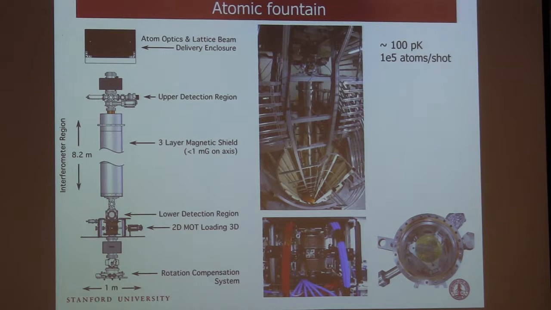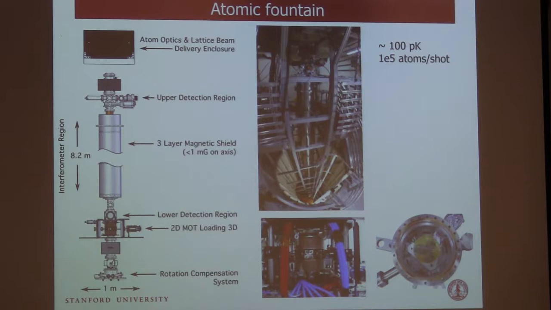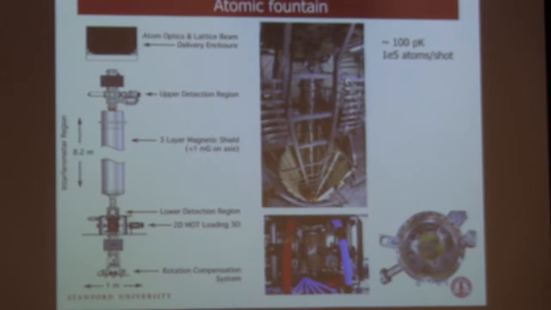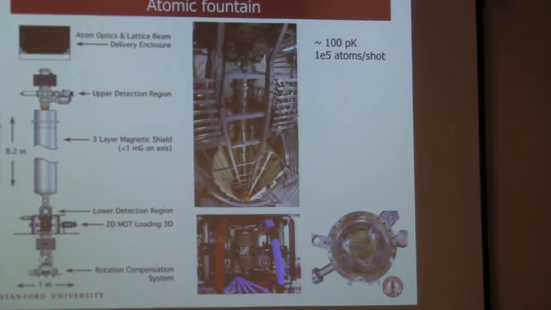Which means that if I can take this ensemble and launch it on a vertical trajectory and have it fall back down, or the wave packet of a single atom, it spreads by a fairly negligible distance. It takes about 3 seconds for the wave packet of each atom in the ensemble to fly up the tower and come back down. And so by the time it's back down in the detection region, when you look in the camera, it's barely spread out.